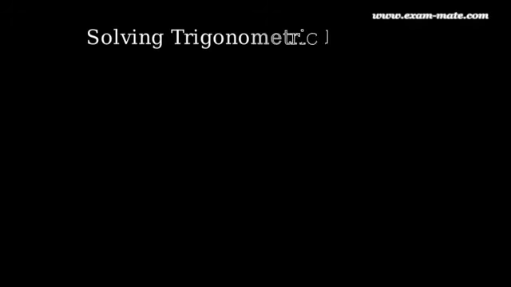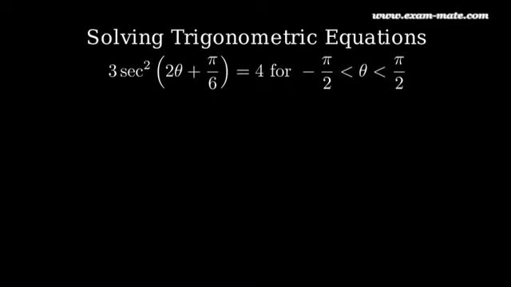Let's solve this trigonometric equation step by step. We need to solve 3 secant squared of (2 theta plus pi over 6) equals 4, where theta is between negative pi over 2 and pi over 2. First, let's isolate the secant squared term by dividing both sides by 3. This gives us secant squared of (2 theta plus pi over 6) equals 4/3.